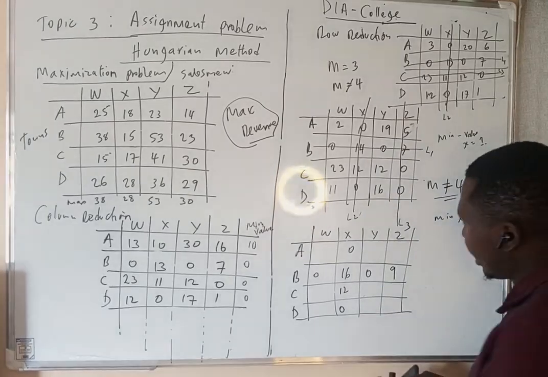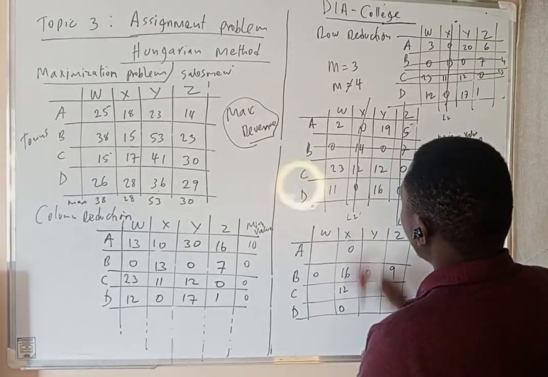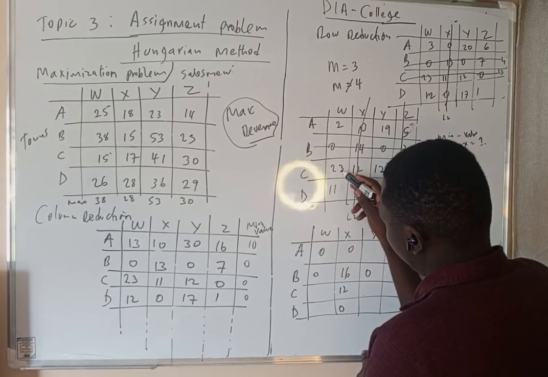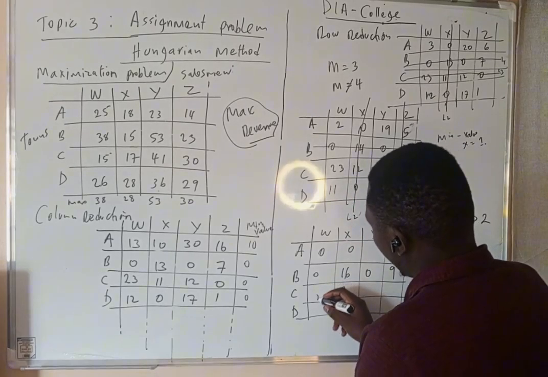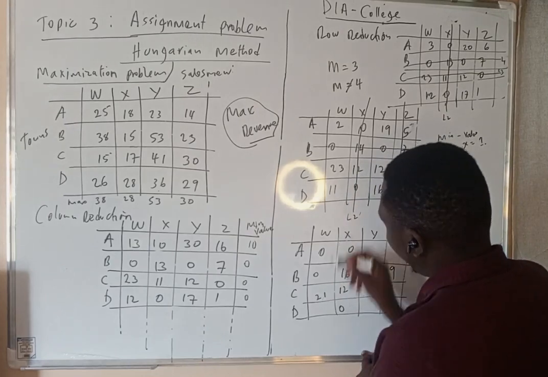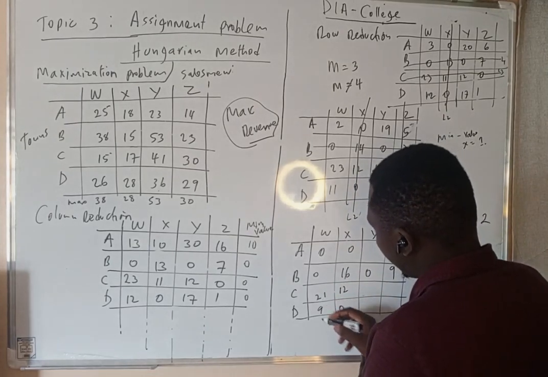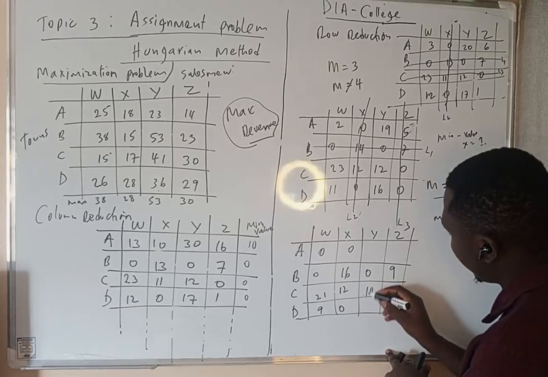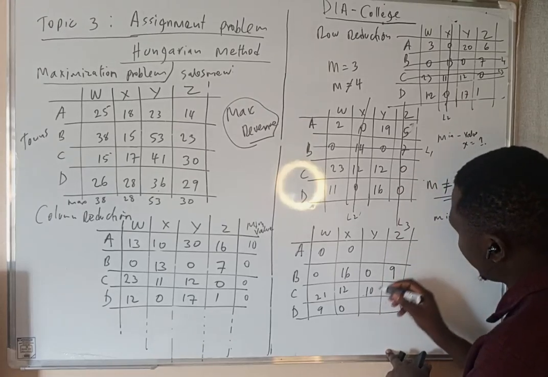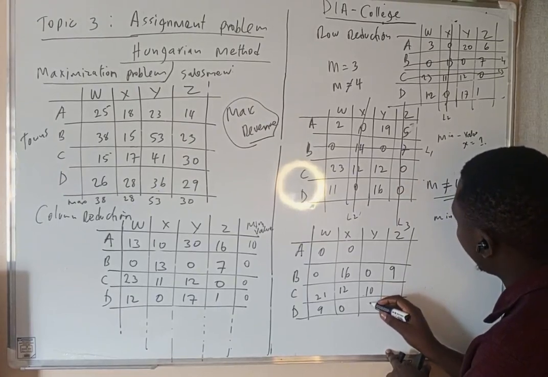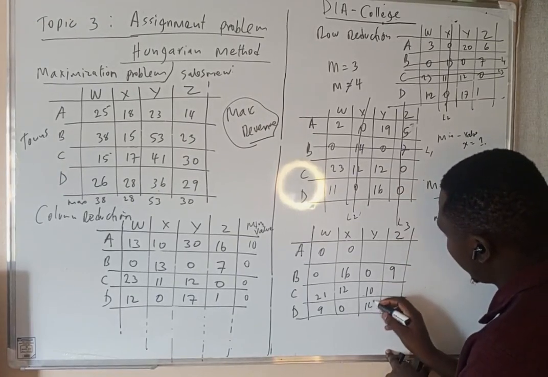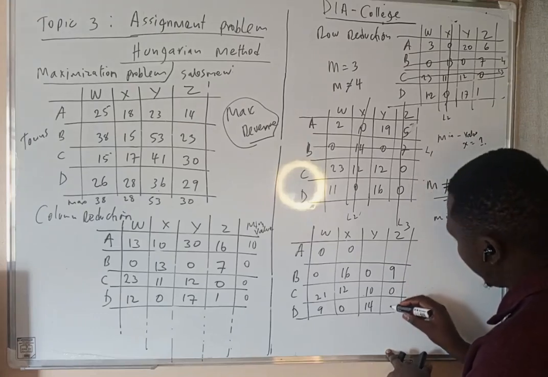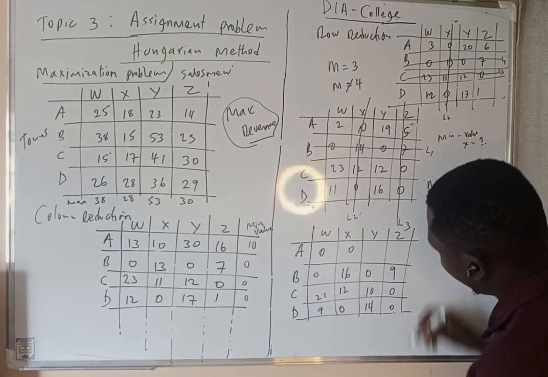Now let's check all the uncovered values. The uncovered value is 2, 2 minus 2, 0. 23 minus 2, I have 21. 11 minus 2, I have 9. Then here I have 12 minus 2, 10. 16 minus 2 basically gives me 14. Of course there are values here where I have to put 0 and 0, so these ones were covered by a line.